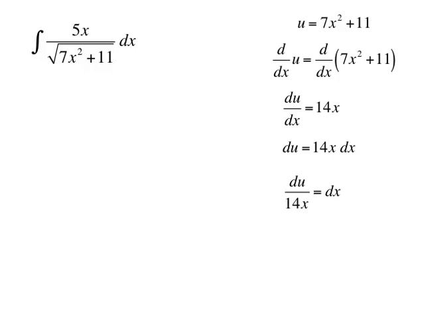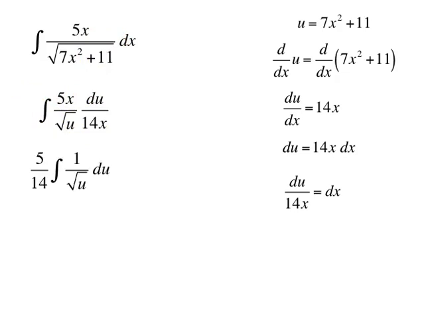So we'll go ahead and make our substitution. All of the x's have to go away. 5x is 5x. This will be square root of u, and dx will be du divided by 14x. You'll notice the x's cancel. That's good news. The 5/14 is a constant, so it can come out in front. So we have 5/14 integral of 1 over root u du. Root u is u to the 1/2 power. 1 over u to the 1/2 power is u to the negative 1/2.